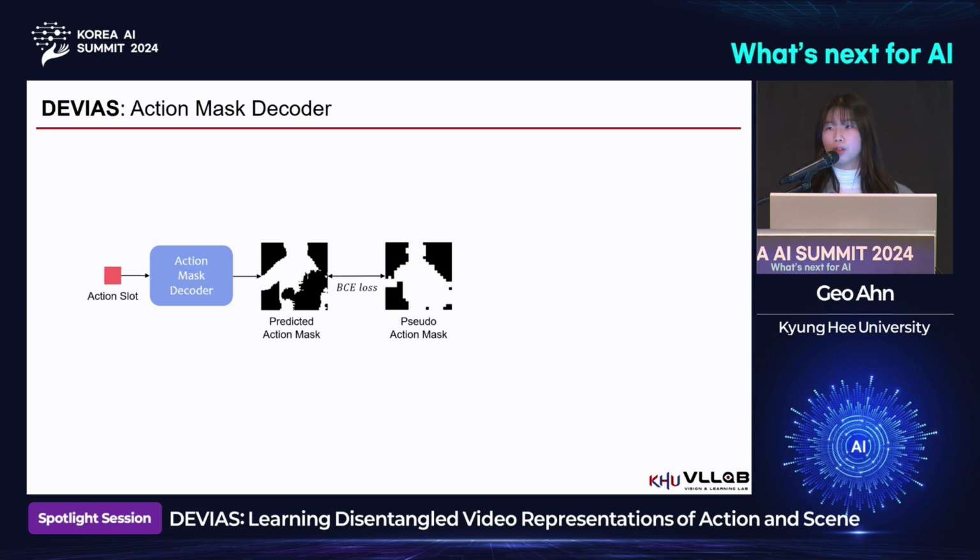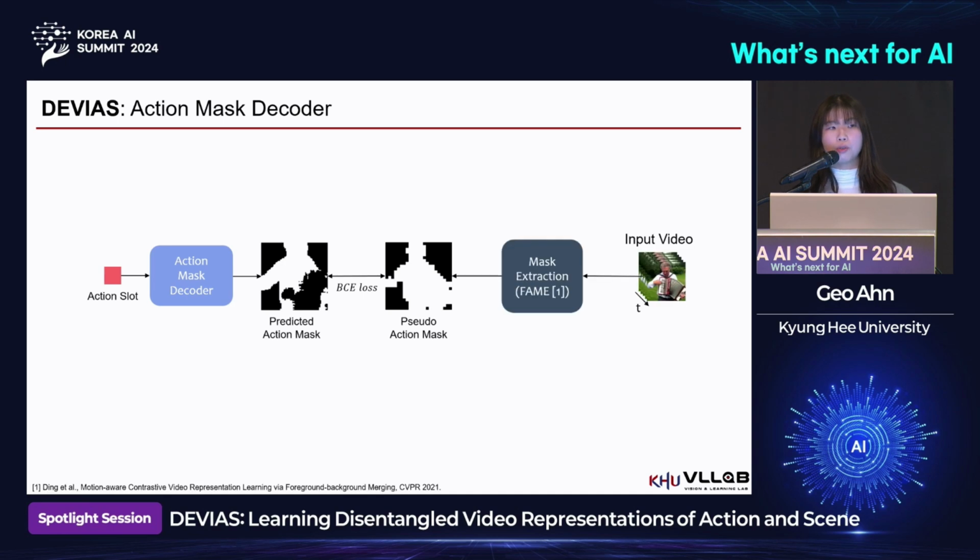And to get a pseudo-ground truth for our slot, we use a training-free algorithm. This prediction task helps the action slot to contain only relevant action features.